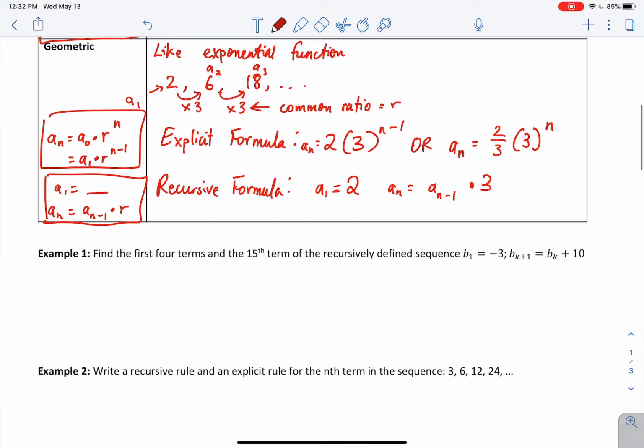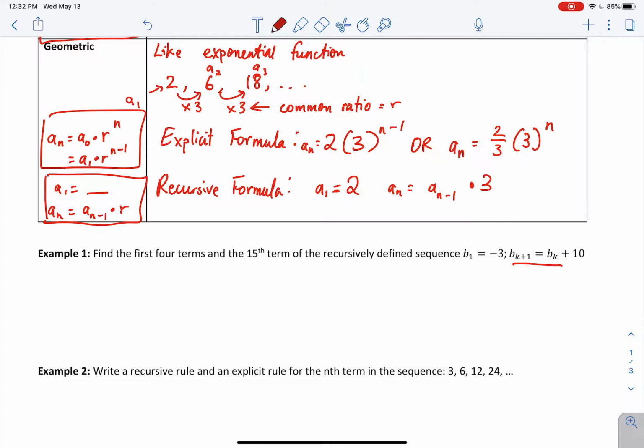There's some example problems here we'll go over. So this one says find the first 4 terms and then the 15th term of the recursively defined sequence. And it tells me b sub 1 is -3. And this one says it slightly differently from how I wrote it before. This one says to get the next term, the k plus 1 term, use the k term and add 10 to it. It's the same idea, right? It's just telling you use a term you already have to get the next one.